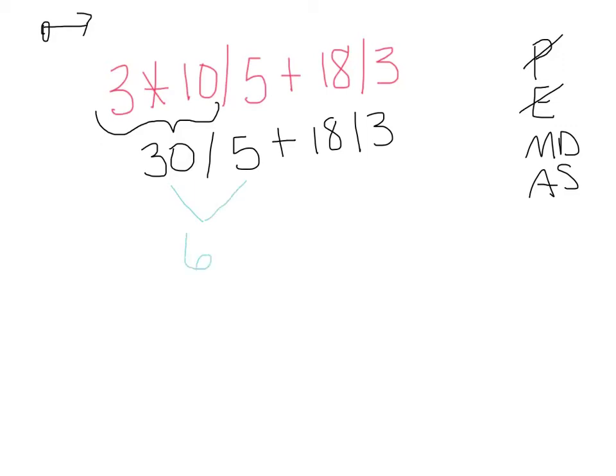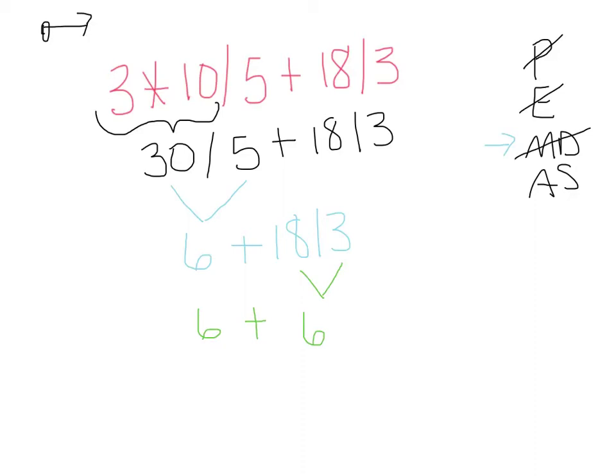And now I rewrite the rest of the problem, plus 18 divided by 3. Notice how I haven't crossed off my step here because I'm still working through multiplication and division. Okay, do I have any multiplication and division to do? Yep, I still do. Now I have 18 divided by 3. That's 6. And I rewrite the rest of the problem. Do I have any multiplication and division? Nope, that's finally done. Cross it off.